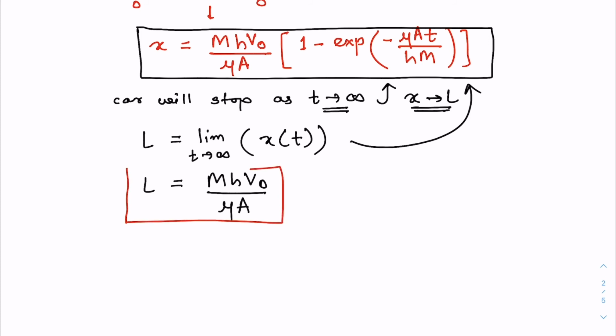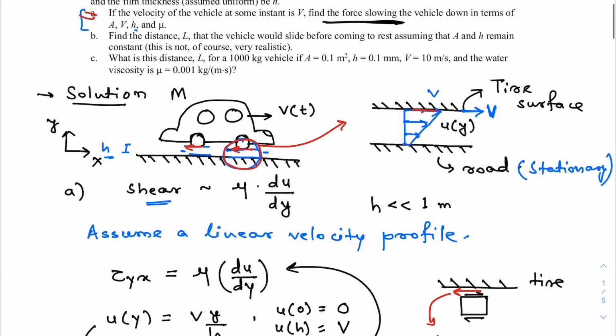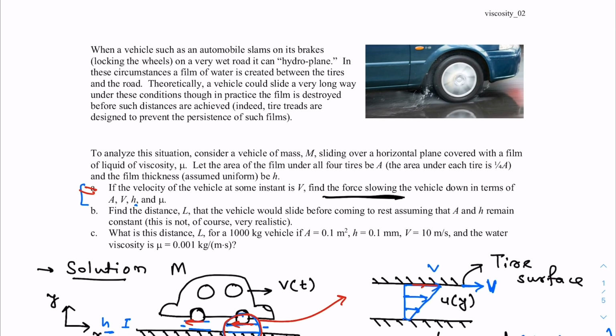So this is the stopping distance for the car in terms of its mass, the film thickness h, its initial velocity v naught, the viscosity of water, and the area of the tires. So this is the answer to part B, which is the stopping distance L as the vehicle hydroplanes.